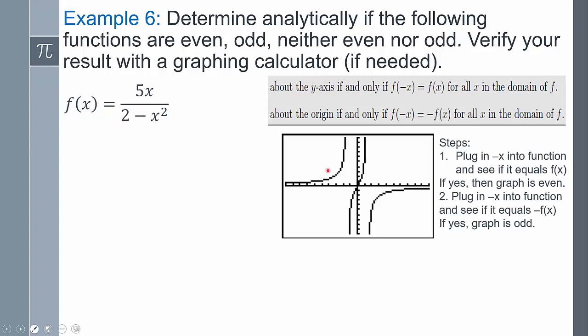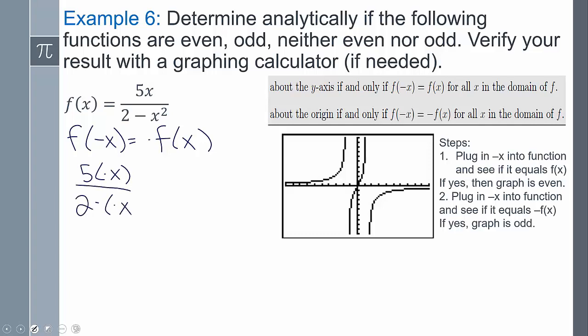And the reason is because that's going to reflect over and reflect over. This is going to reflect over and reflect over. They're symmetric. This reflects over and then reflects over, and it'll line up perfectly. So let's kind of show that. Let's show if it's actually odd. So f of negative x, does that equal negative f of x? So plug in negative x. Does that equal negative 5x over 2 minus x squared?